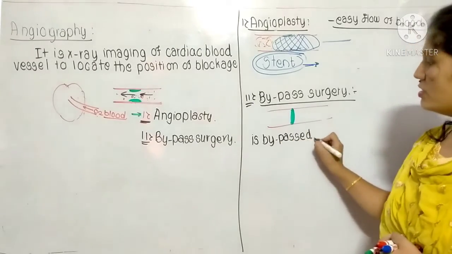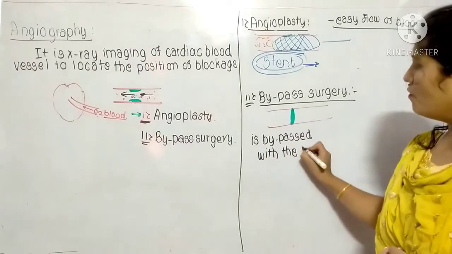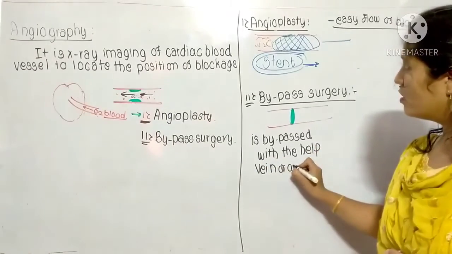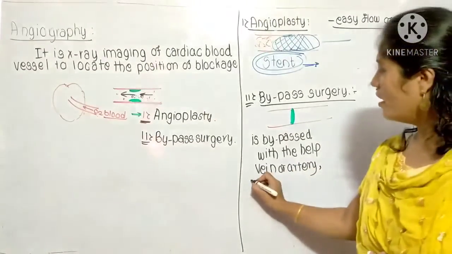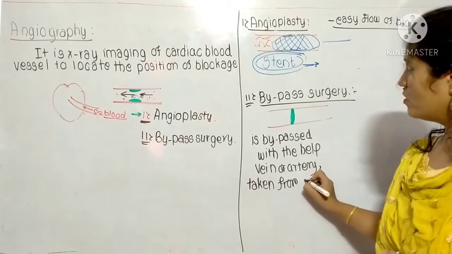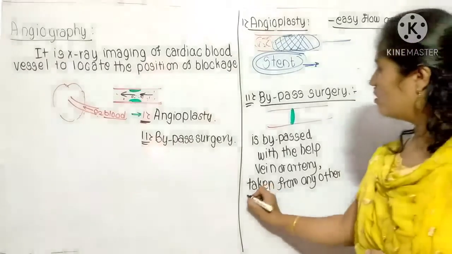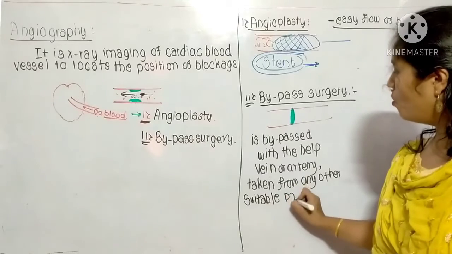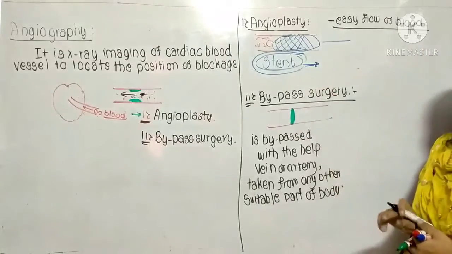This region is bypassed with the help of a vein or artery which is taken from any other part of the body, but that part should be suitable for this technique. This is known as bypass surgery.